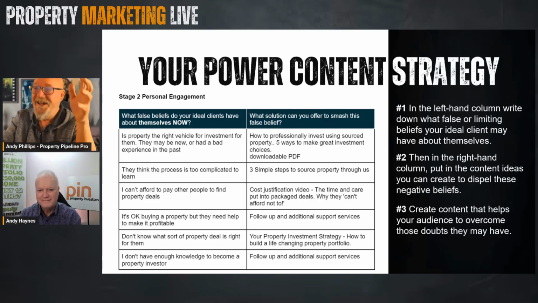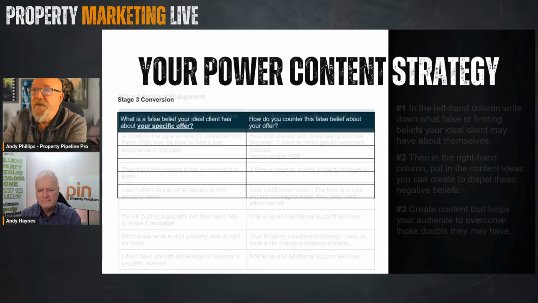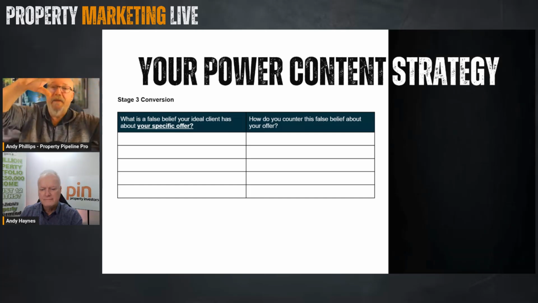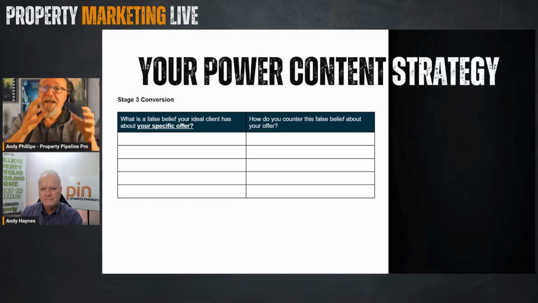Yes, these are just examples to try and help you to understand how to use this little exercise that we do with our clients. And the third one is conversion. This is what is a false belief your ideal client has about your specific offer. So we've talked about the generic offer, the generic industry. What do they think about that industry overall? We talked about themselves, and now we're talking about what you specifically offer as a business to your clients.